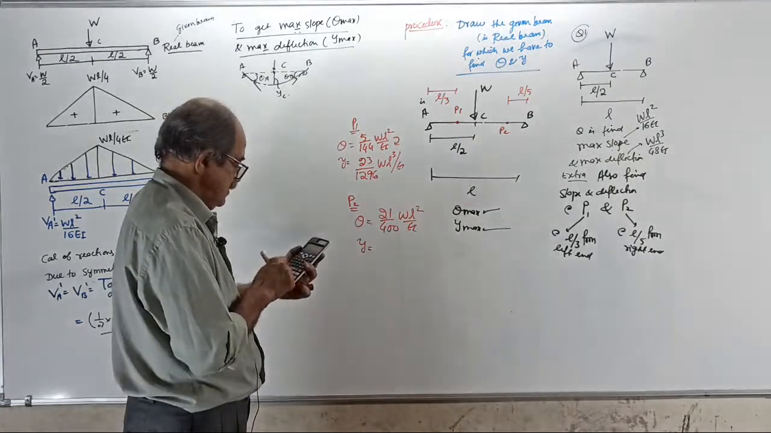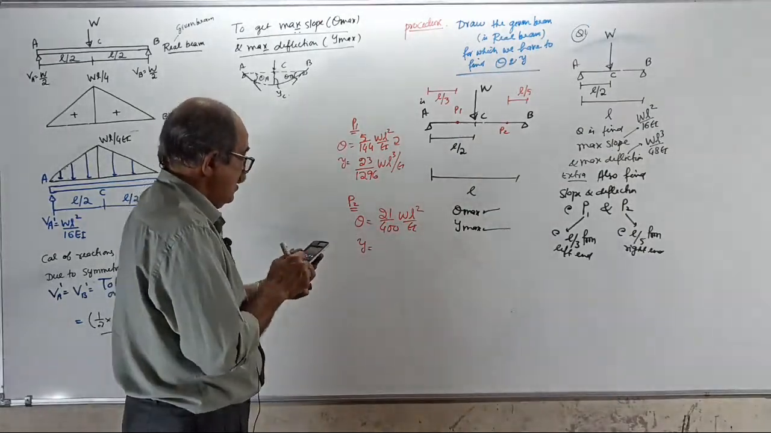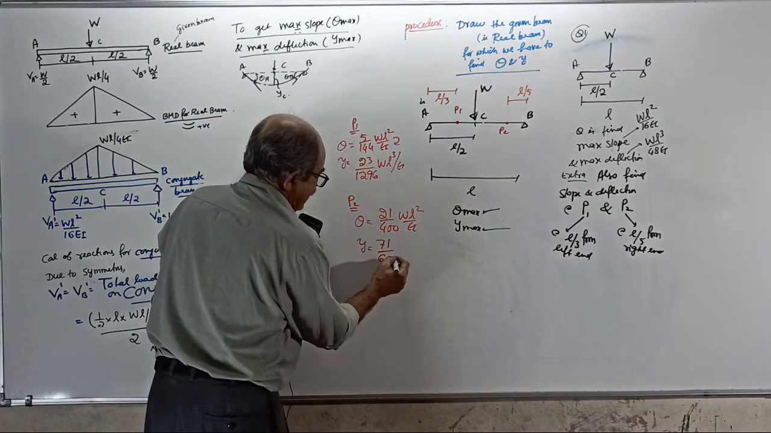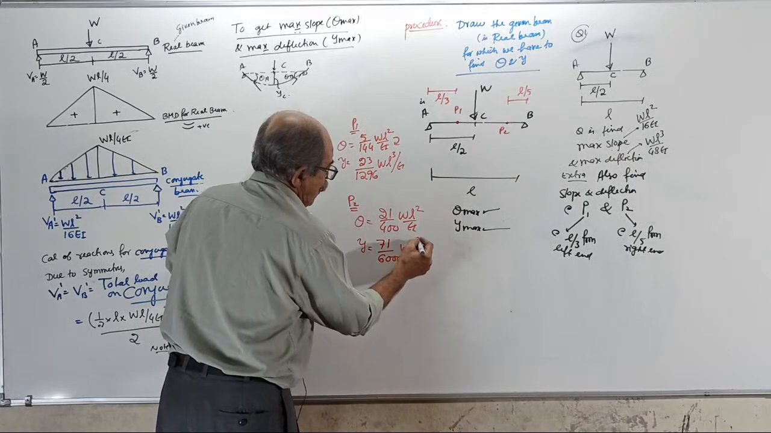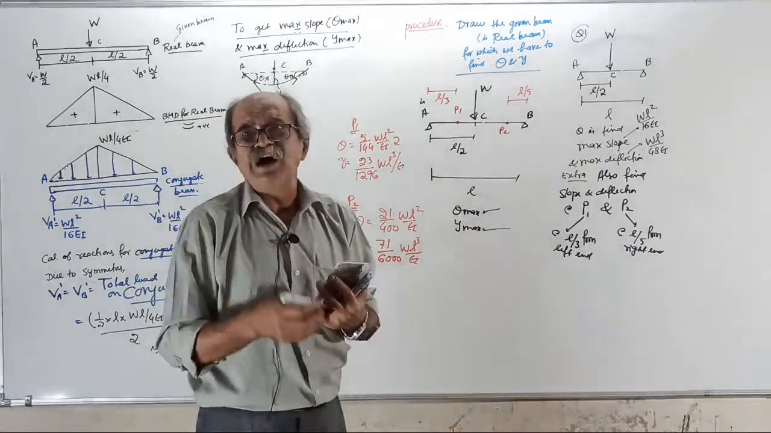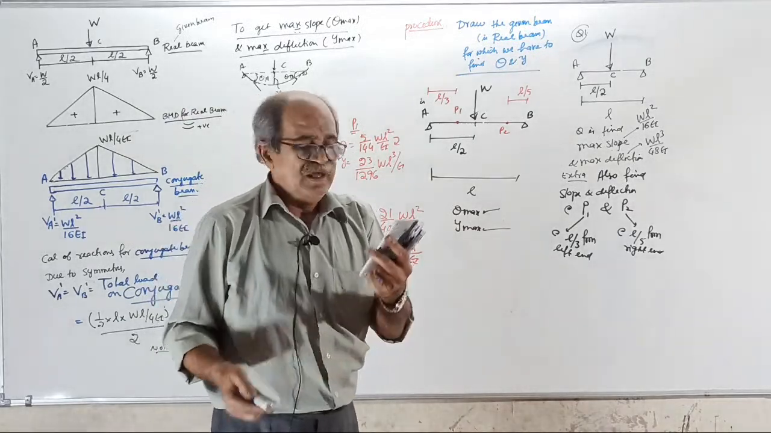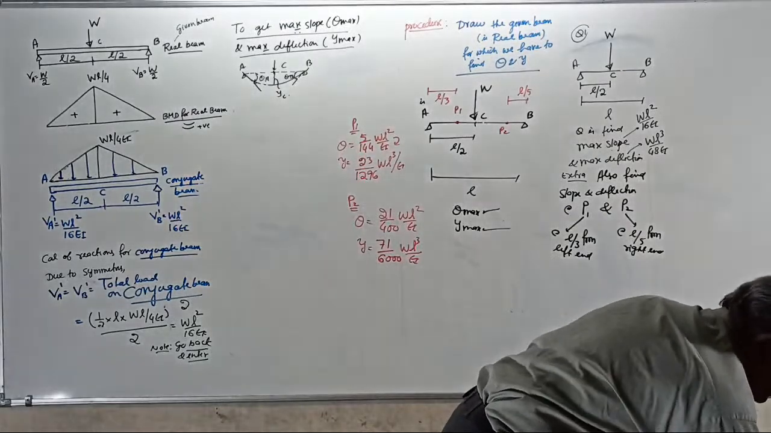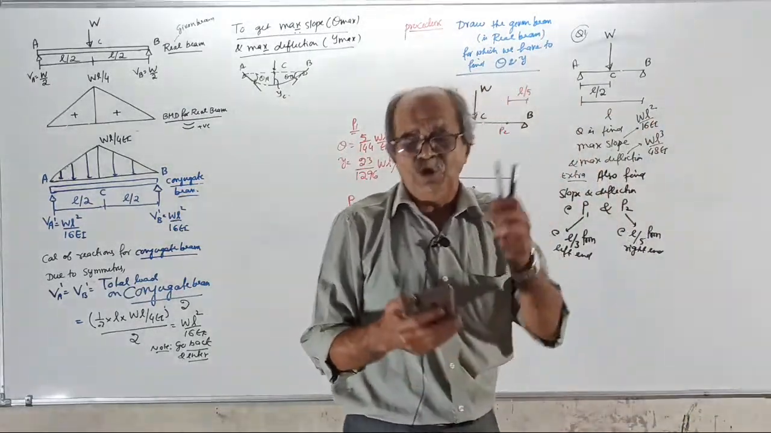(71 by 6000 WL cube by EI). Now, do you remember this answer we got long back? Anybody remember? This answer we got long back. Now we will solve the question. This is just to give you confidence.